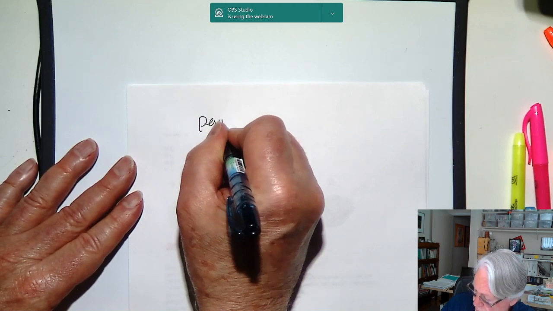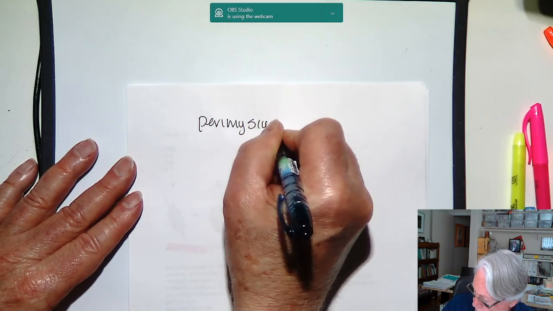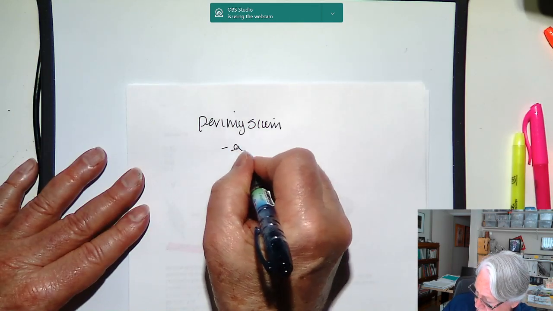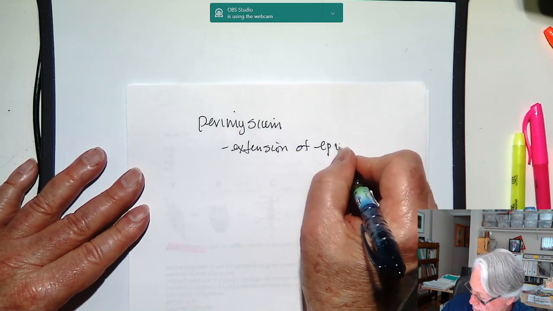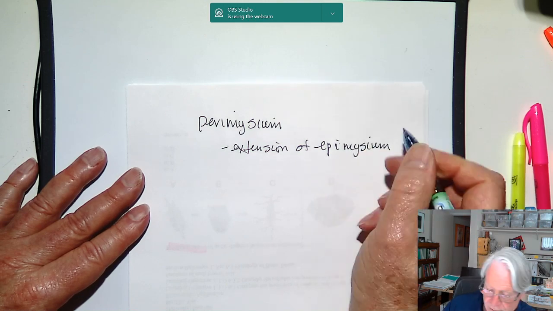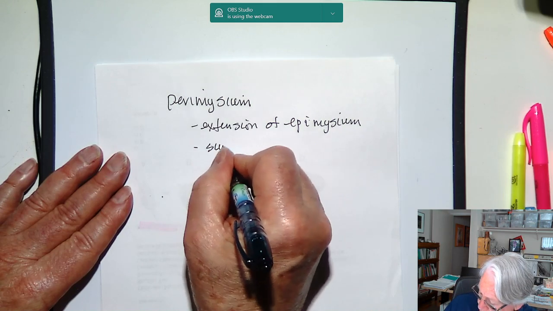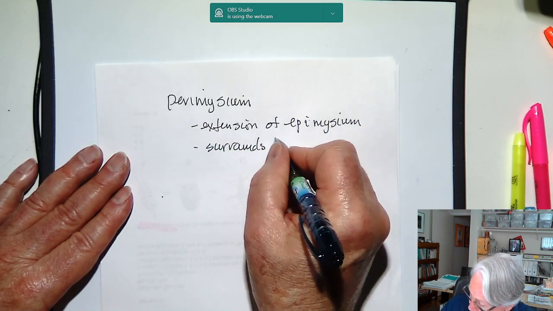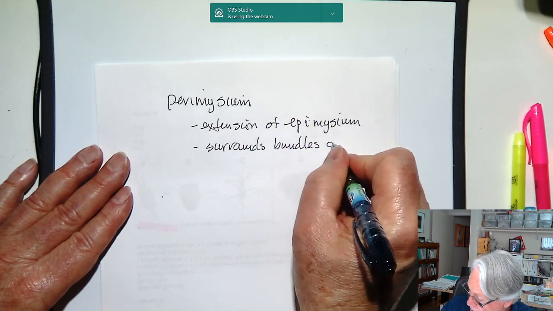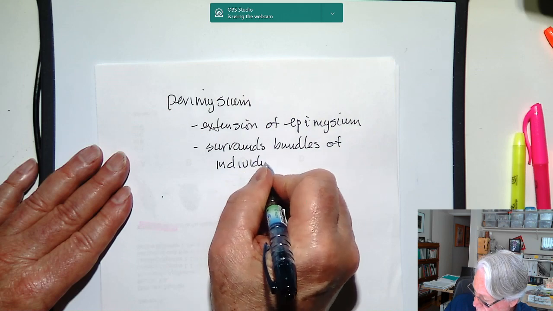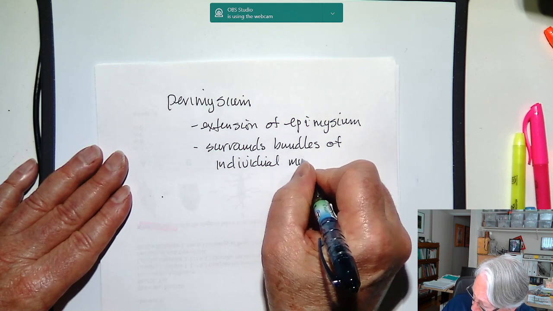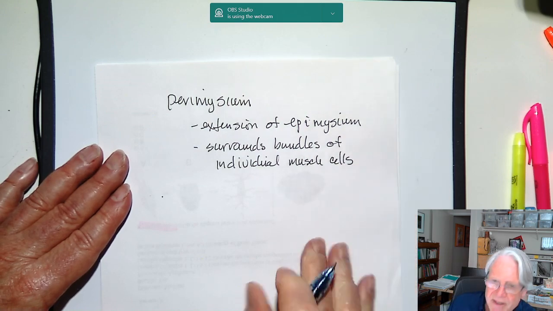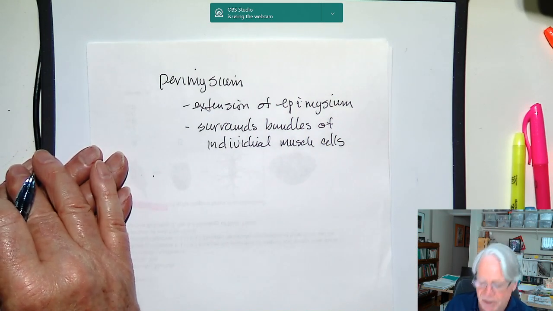The next layer is the perimysium. And this is going to be, once again, an extension of the epimysium. And this is going to surround bundles of individual muscle cells. So within the muscle, it's going to bundle up groups of muscle cells.